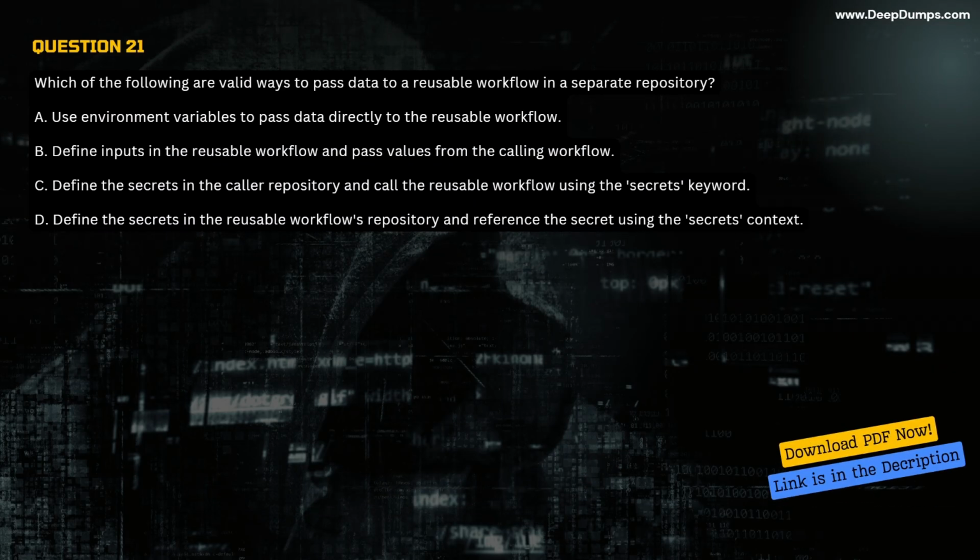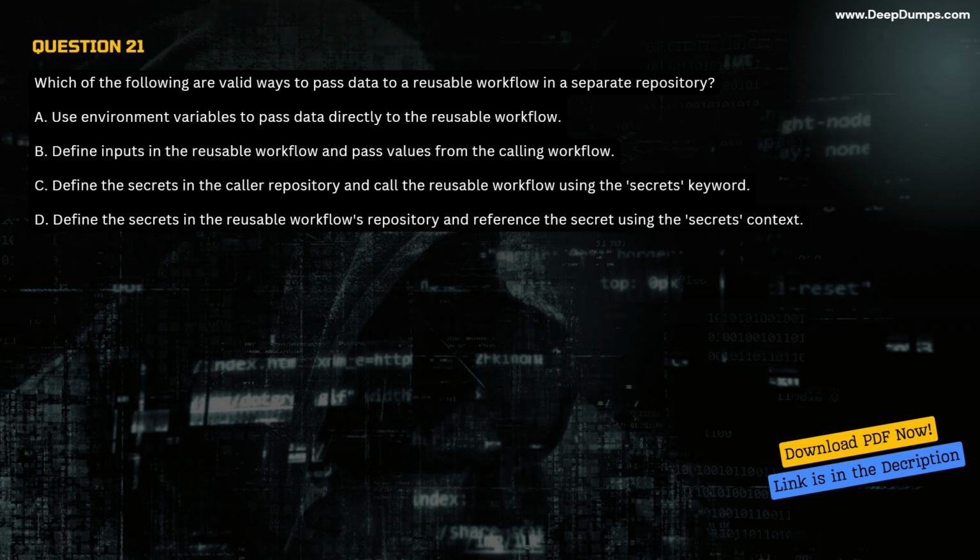Question 21. Which of the following are valid ways to pass data to a reusable workflow in a separate repository? A. Use environment variables to pass data directly to the reusable workflow. B. Define inputs in the reusable workflow and pass values from the calling workflow. C. Define the secrets in the caller repository and call the reusable workflow using the secrets keyword. D. Define the secrets in the reusable workflows repository and reference the secret using the secrets context.